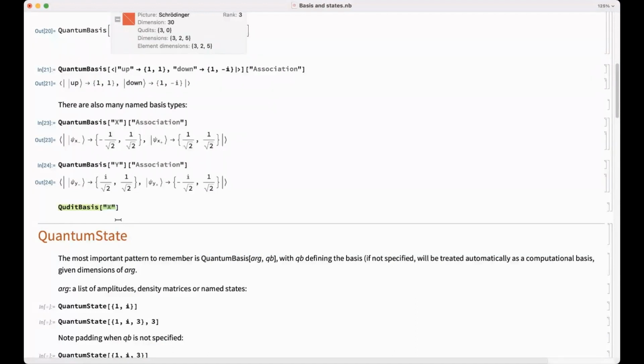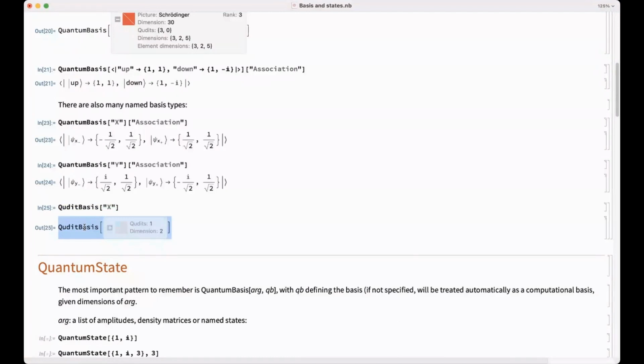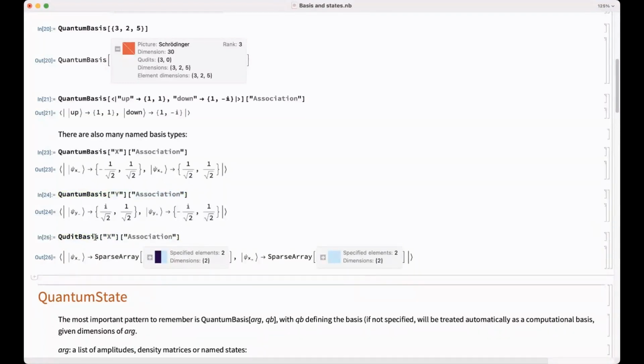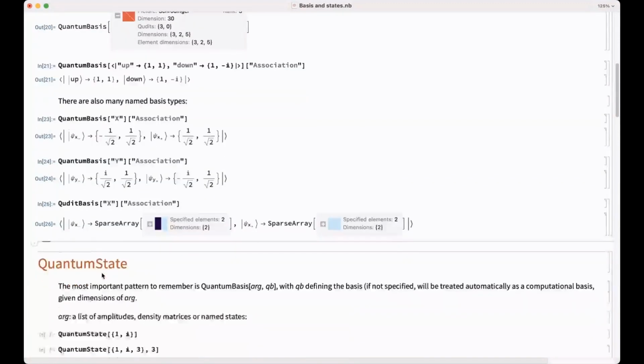You can also create this QuditBasis. QuditBasis is a single thing without any extra stuff like separating inputs and outputs, or having labels like computational and pictures. That's why QuantumBasis is a higher-level thing with pictures and labels, and QuditBasis doesn't have anything like that. It only contains the associations with the corresponding representation. So you can work with QuditBasis directly if you want to create your quantum basis out of it.